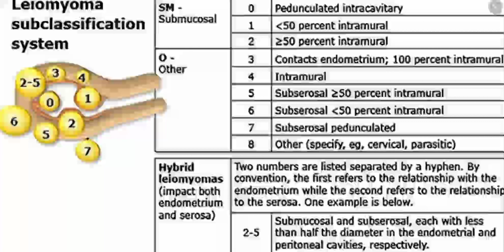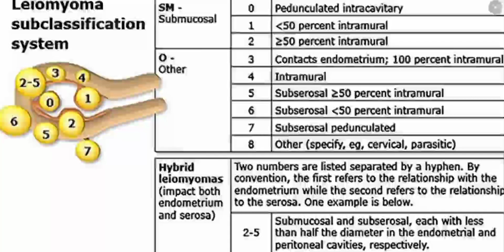the fibroids. Okay, so first one we will be starting from 0, which is pedunculated intracavitary. 1 is less than 50% intramural, and 2 is more than 50% intramural. Then 3 contacts the endometrium and is 100% intramural. Then 4 is intramural. 5 is subserosal, more than 50% intramural. 6 is subserosal, less than 50% intramural. And 7 is subserosal pedunculated.